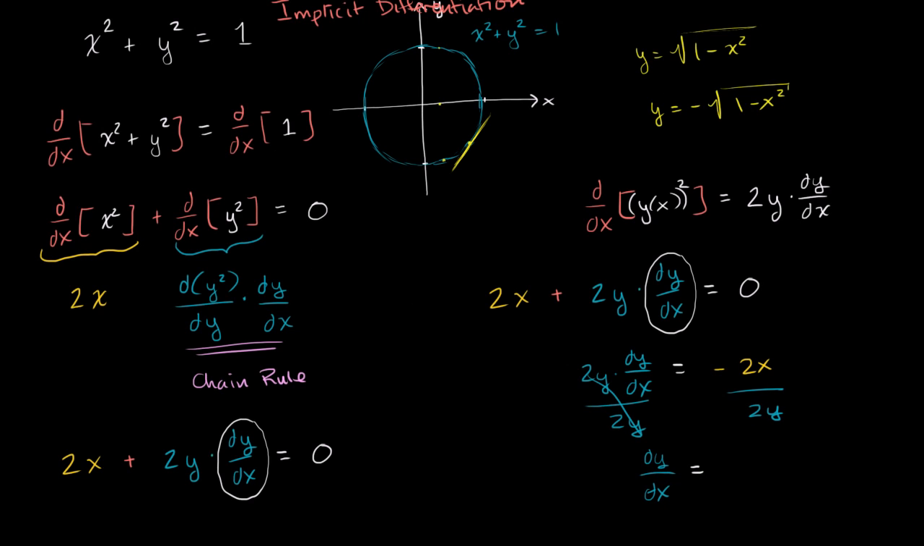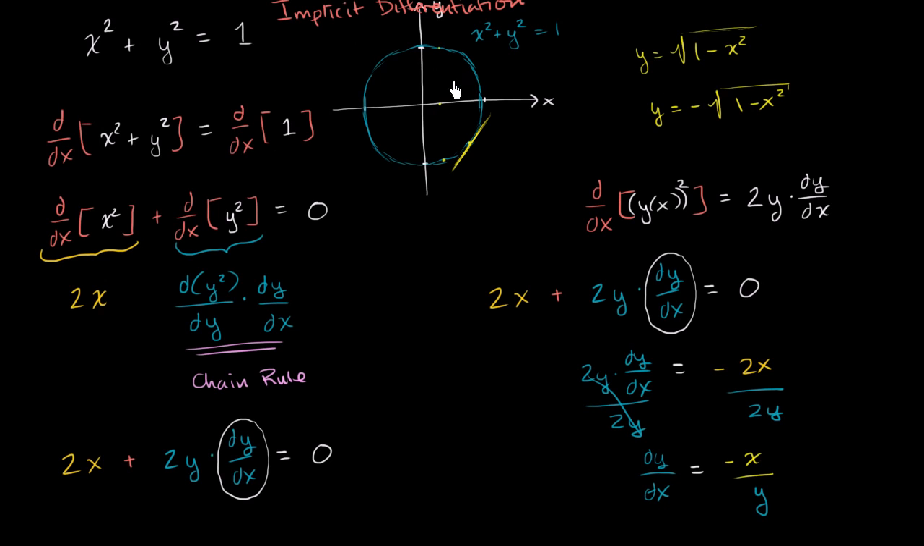We are left with negative x over y. So this is interesting. We didn't have to explicitly define y as a function of x here, but we got our derivative in terms of an x and a y, not only in terms of an x. But what does this mean?